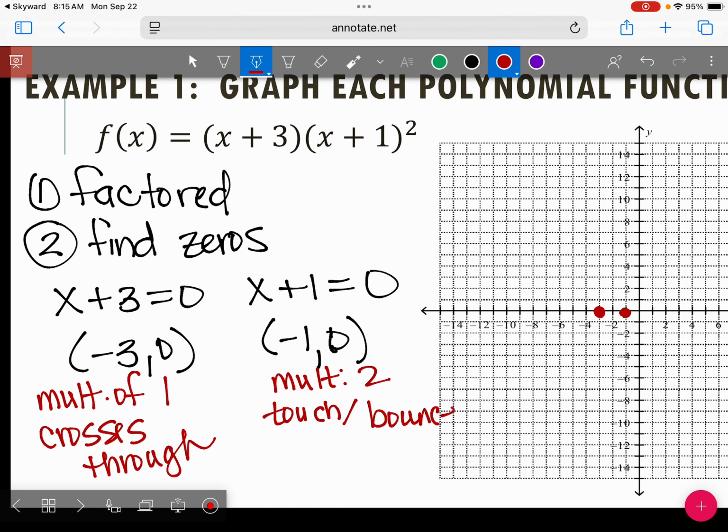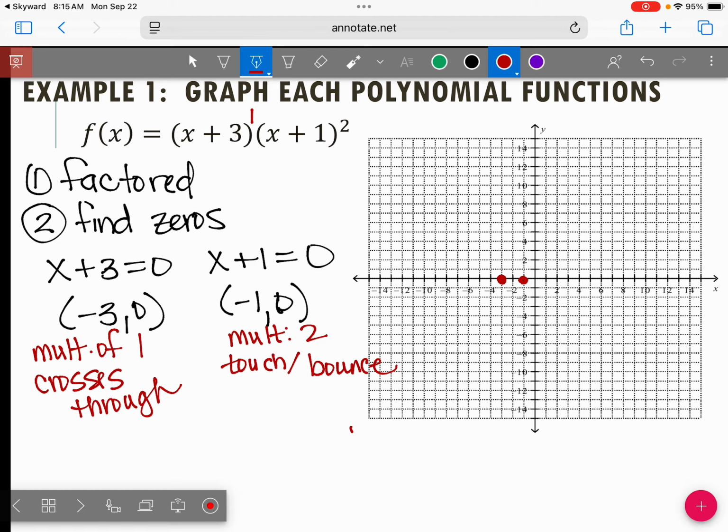I really don't like the word touch because I feel like even if you cross through, you still touch. But to me, bounce makes more sense. What is my degree? When you add your multiplicities, what do you get? 3. Who agrees that it's 3?